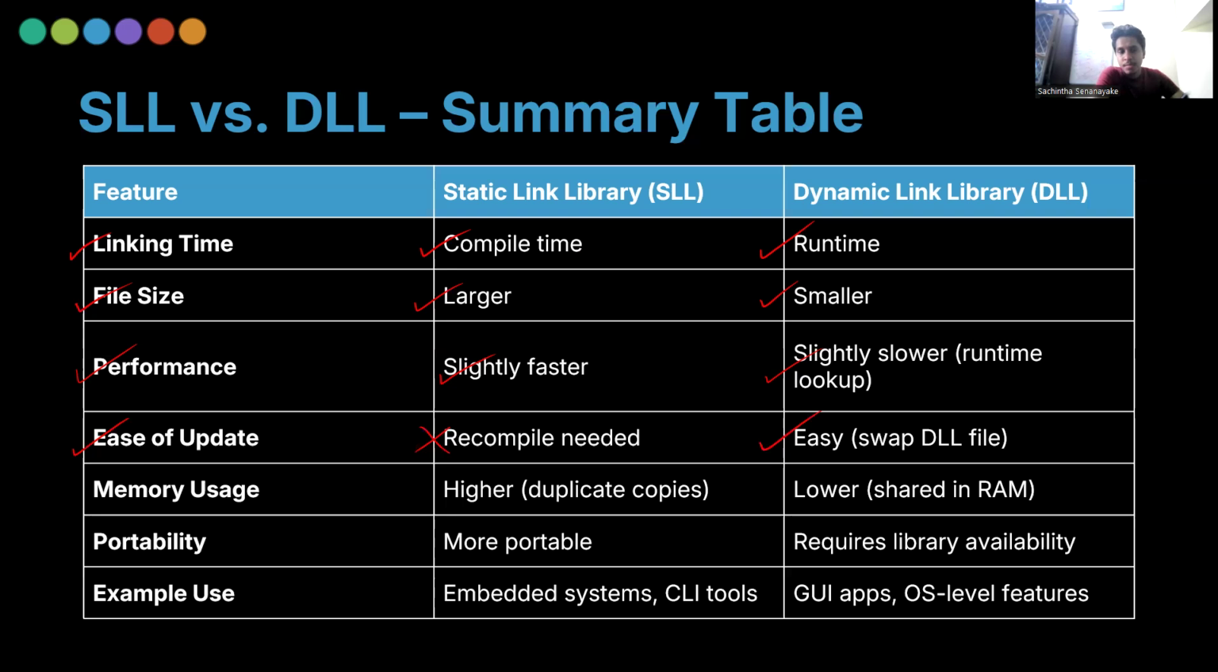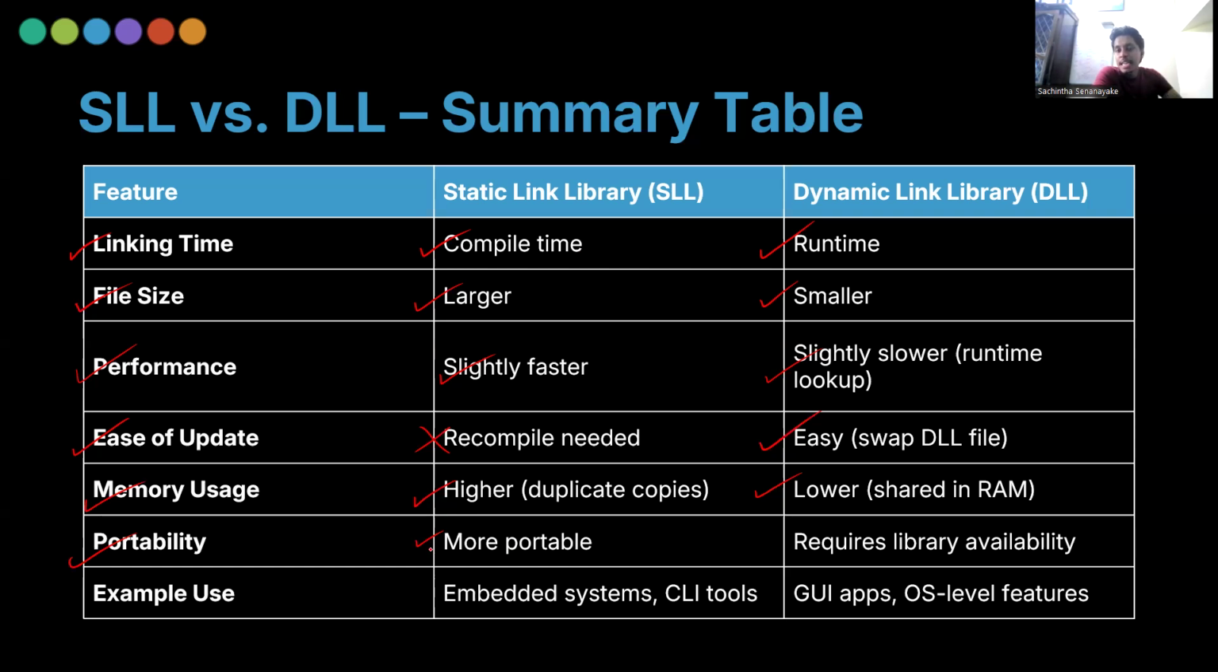Memory usage of SLL related code is very high because there's always a duplicate copy of the program in the SLL, which is what makes the executable independent. Whereas DLLs have a lower memory footprint because the actual code itself is very concise. It's only the code that you've written, and all the other dynamic link library code are references to those library code, not exact copies. Static link library code is more portable because you have a copy.